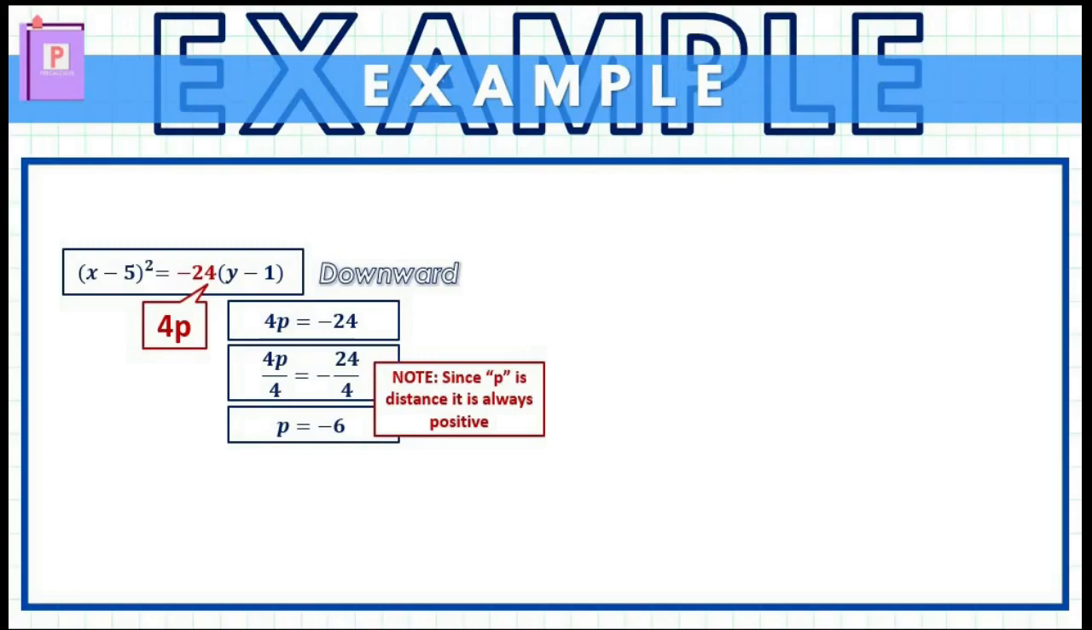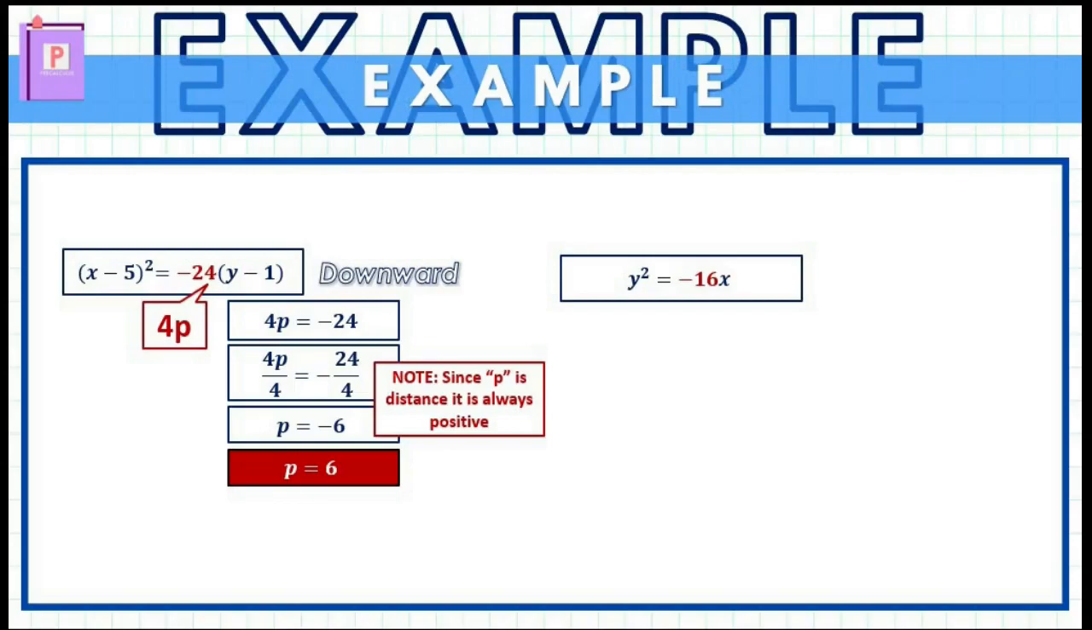And since p is always positive, because it's a distance, we simply get the absolute value of negative 6, which is positive 6. Therefore, the value of p in this first given equation is 6. Moving on, we also have another example, y squared equals negative 16x.